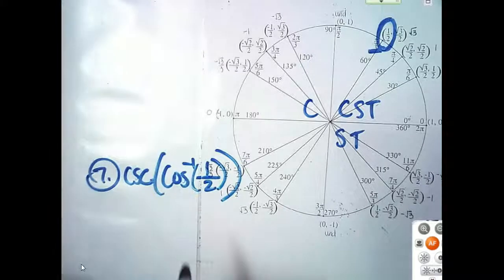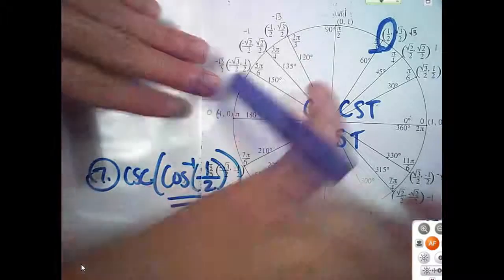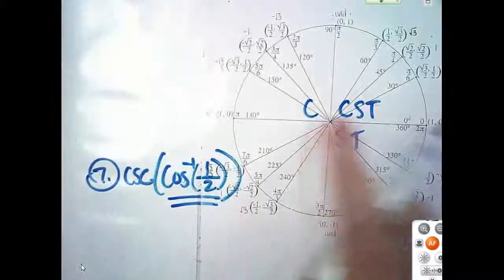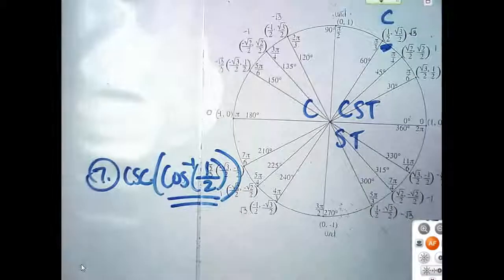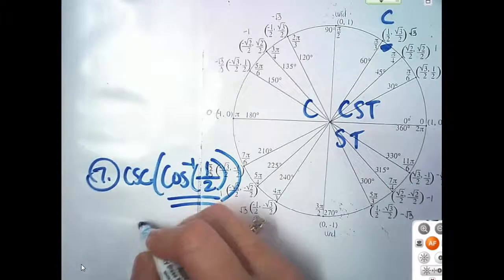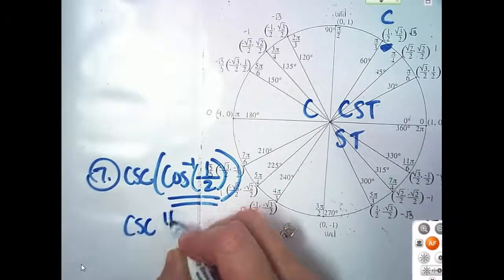You start in the middle. Find me the inverse cosine of 1/2. You're finding cosine. You're looking for when x is positive. Go to the x-axis. X-axis, positive cosine, right there. Agree? Okay. So its value is pi over 3. So now I'm looking for the cosecant of pi over 3.